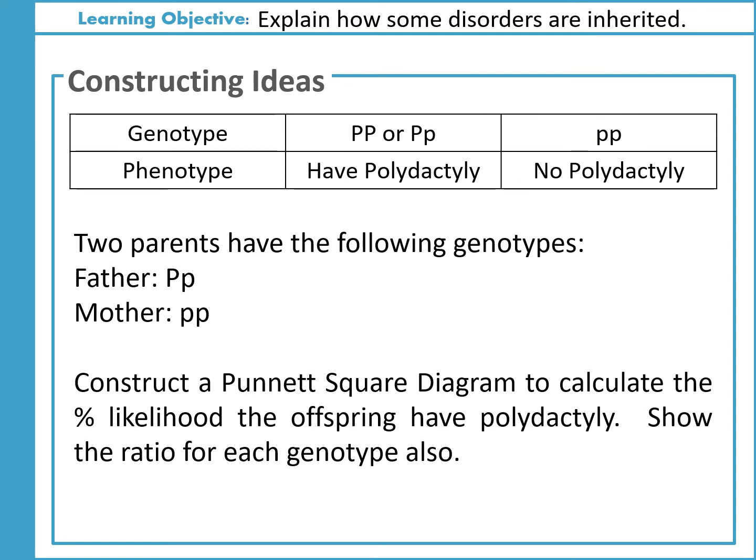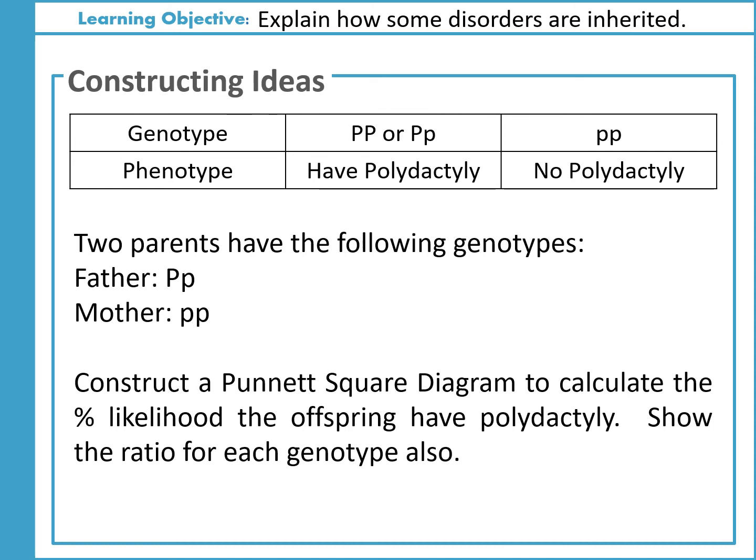Okay, so here we have the genotype and the phenotype for polydactyly. The genotype can be capital P. It's dominant, remember, so with capital P, the person will have polydactyly, even if they only have one copy of the gene, so one allele that is the polydactyly allele, big P, little p, they will still have polydactyly.